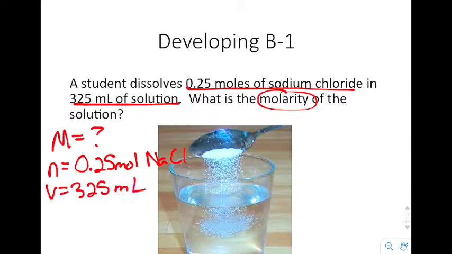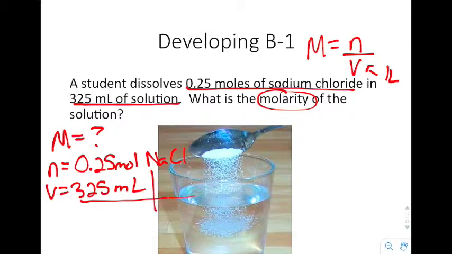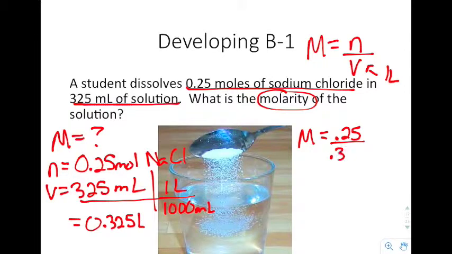Now you should know that the formula for molarity is equal to the number of moles divided by the volume, where the volume is expressed in liters. So we can't leave this in milliliters. We have to convert it to liters. And by doing that, we divide by 1,000, and that gives us 0.325 liters. Now we can go ahead and plug into our formula, and our formula is molarity is equal to 0.25 divided by 0.325, and whenever you plug this into your calculator, you should get a number around 0.769.